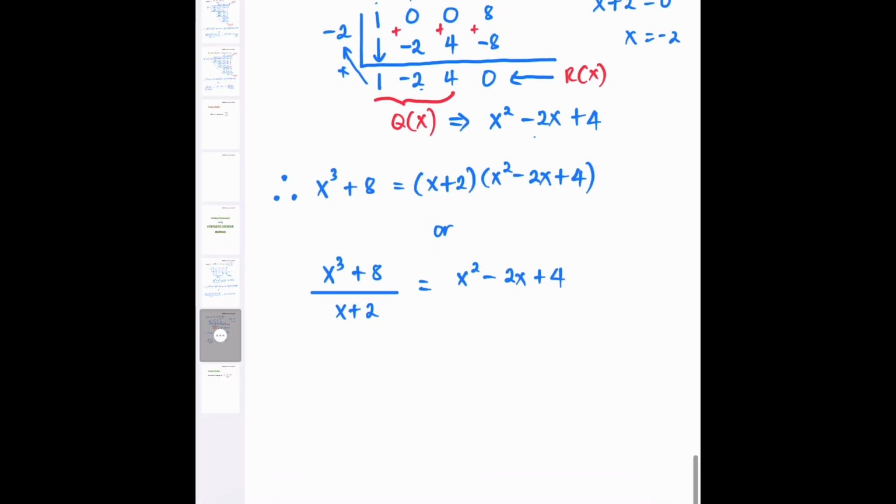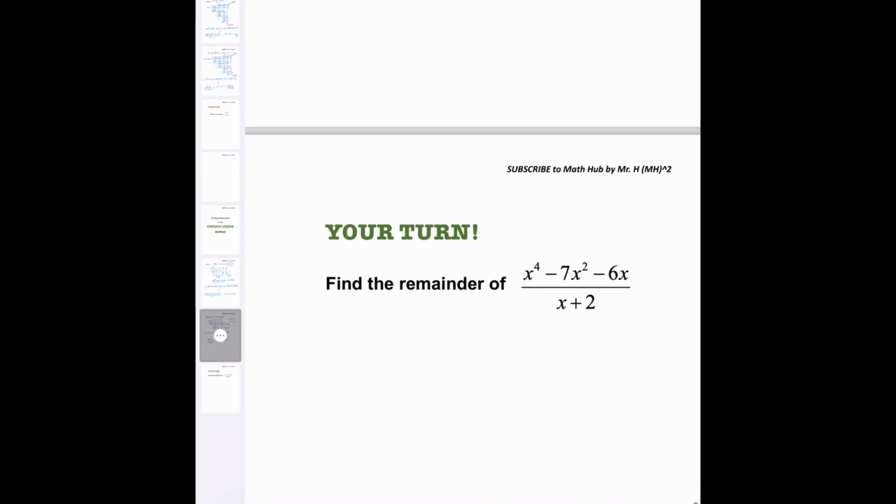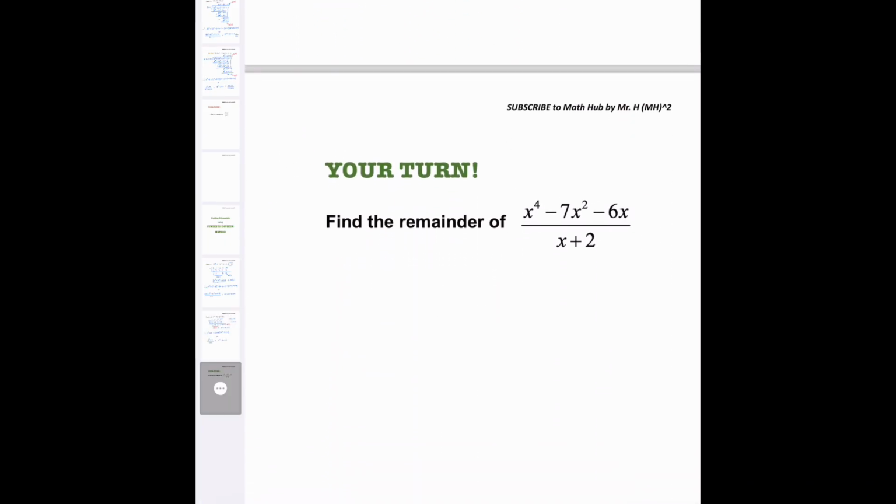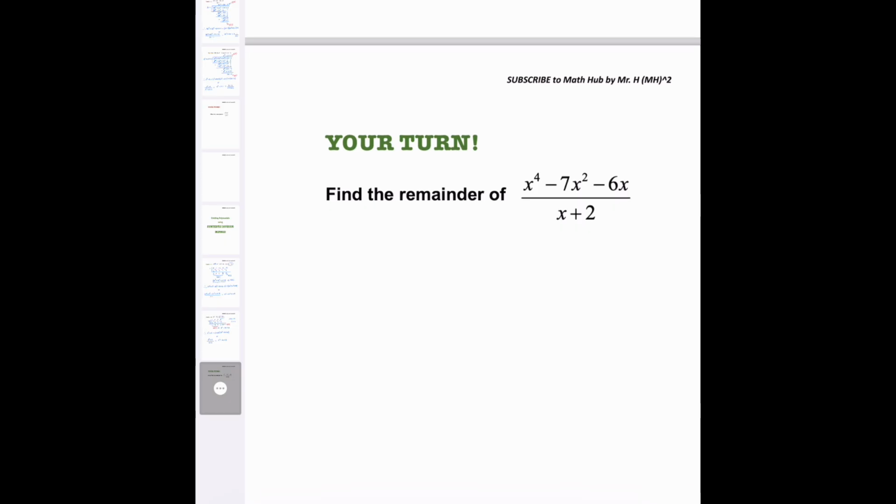And for your challenge, please grab your pen and paper and answer this question. Find the remainder of x to the fourth minus 7x squared minus 6x divided by x plus 2.